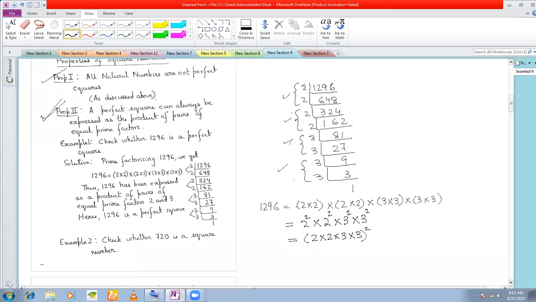So what do you notice? I have expressed 1296 as a product of pairs of equal primes. And in the next step, I have written this product of pairs of equal primes in terms of power 2. This is a very important step, although it is not mentioned in this property. But we will be using this step. So let me know if you have any problem with this step. Anyone having any problem with this step?